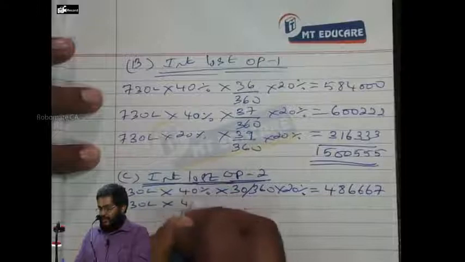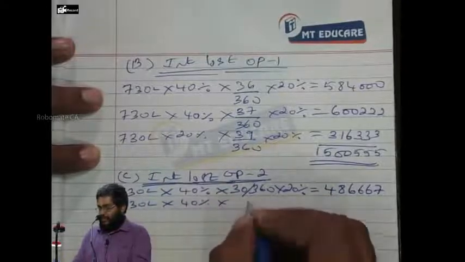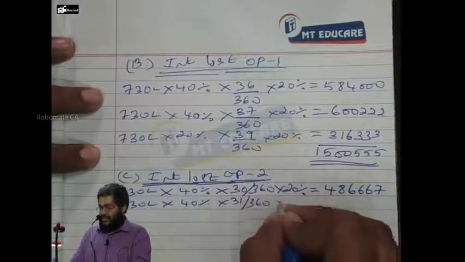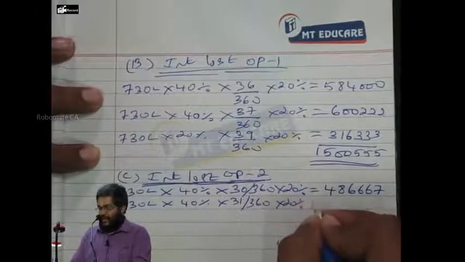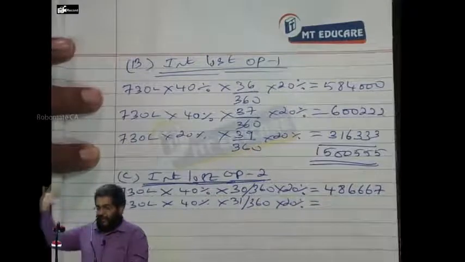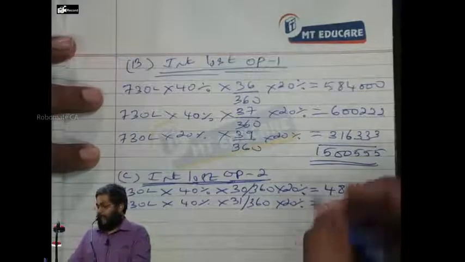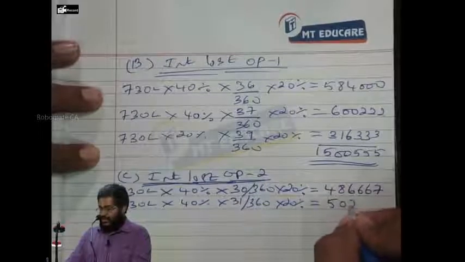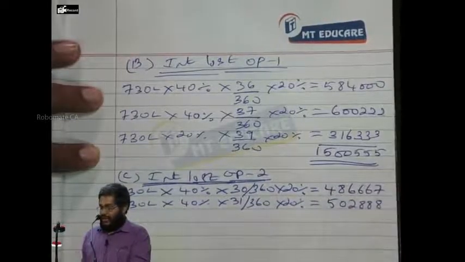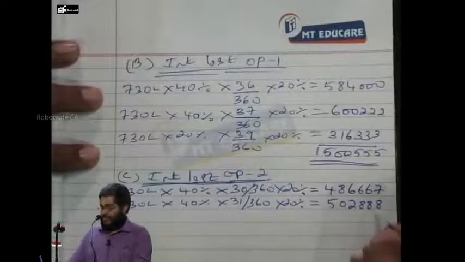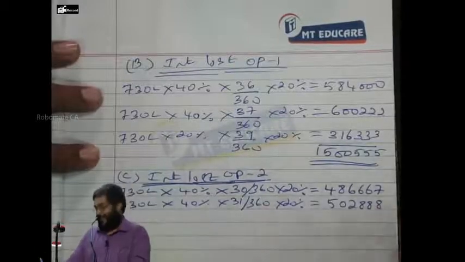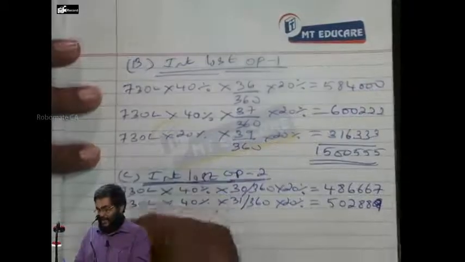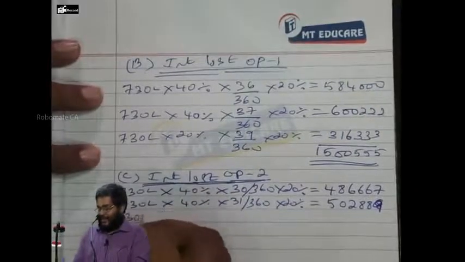Now, next, 730 lakhs into 40% into 31 by 360 into 20%. Everybody tell me the number. How much do you get? 5,2889. I'll leave it here.